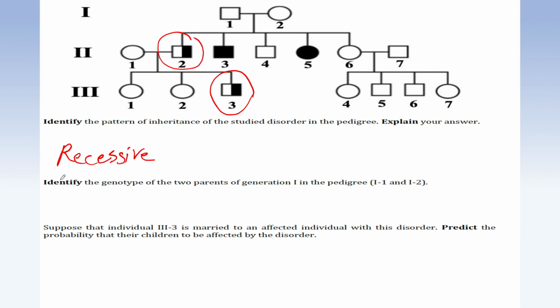The second question: identify the genotype of the 2 parents of generation 1 in the pedigree. So we will identify the genotype of 1 and 2 here. Directly we'll go to their kids. Look, we have 2 male carrier, 3 male affected, 4 male normal. So they have affected, normal, and carrier.